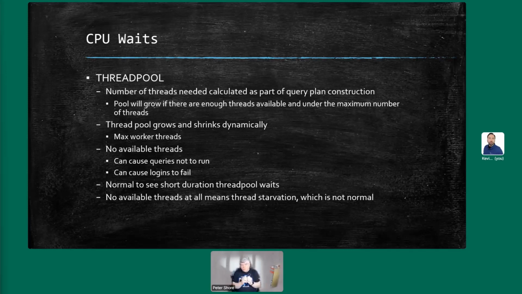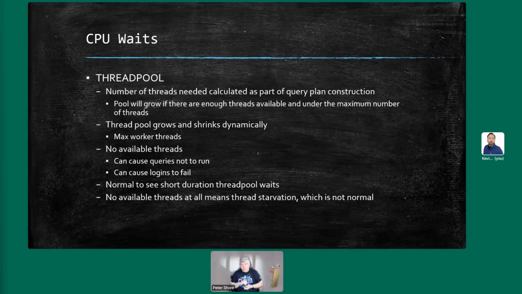The thread pool, not all of the threads are available at any one time. The pool will grow if there are not enough threads available, as long as the threads stay under the maximum number. Therefore, obviously, the thread pool grows and shrinks dynamically, as long as, again, we don't hit that max worker threads. And shrinks in this case, it's not like shrinking a data file. Shrinks in this case is perfectly fine.